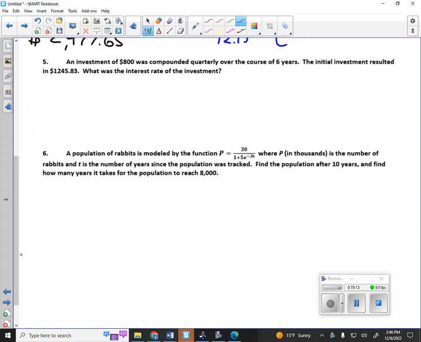All right, 2 more. An investment of $800 was compounded quarterly over the course of 6 years. The initial investment resulted in $1,245.83. What was the interest rate? I want you to talk to your peer next to you and talk about these variables I have right there. Which ones do we know and which one do we not know? Talk. Go.